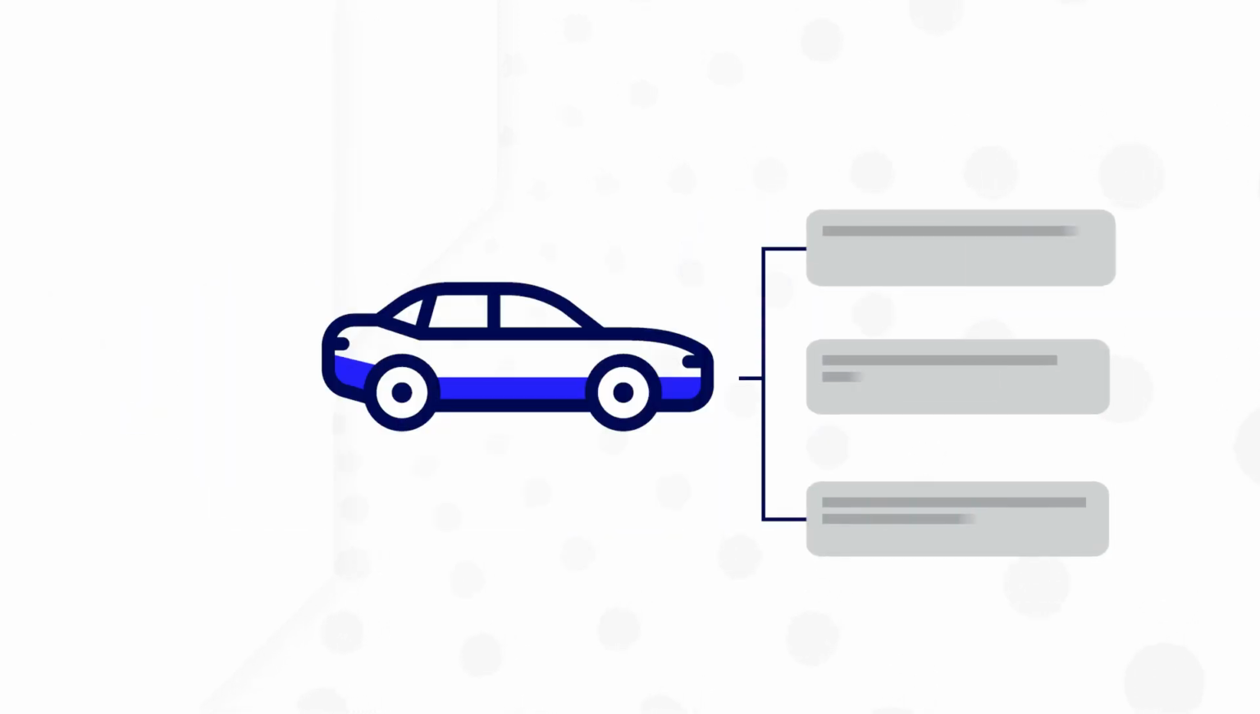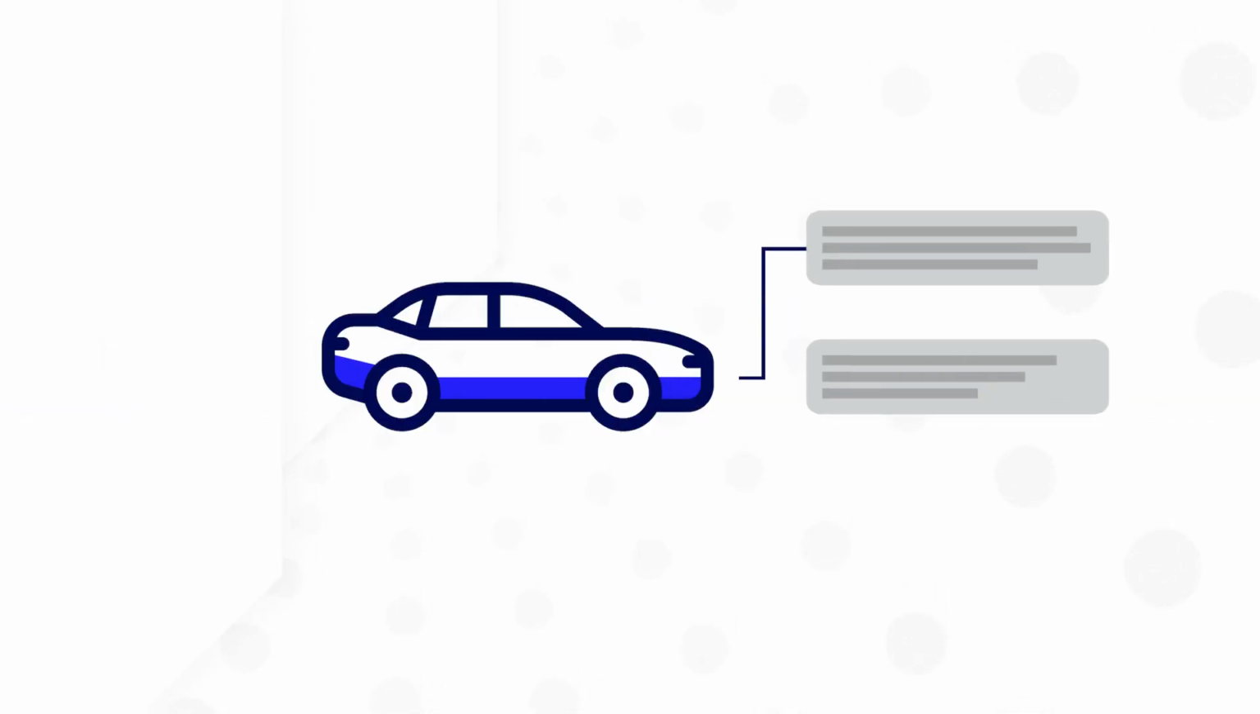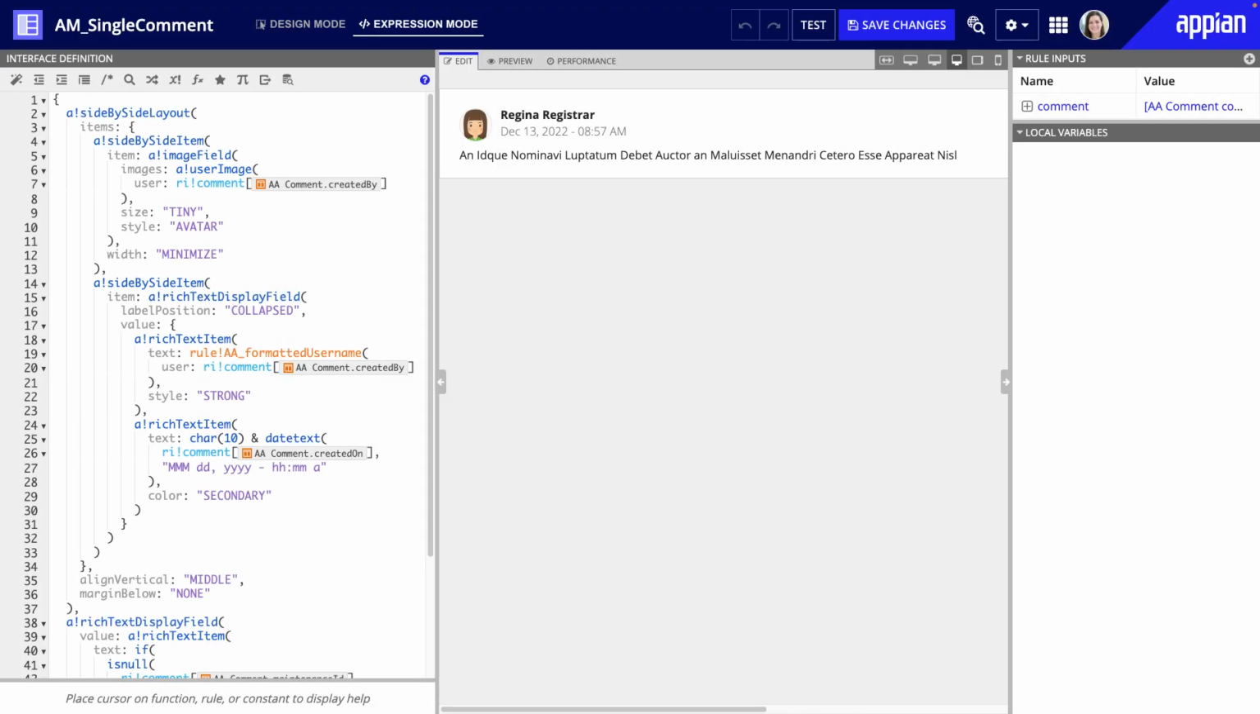It's often used in interfaces to display repeated components when you don't have a set amount of data. In this case, each vehicle can have a different number of comments on it, and that number varies as new comments are added. To get started, I first built a child interface for a single comment that I'll call into my parent interface. I want to repeat this interface for each comment on a vehicle.